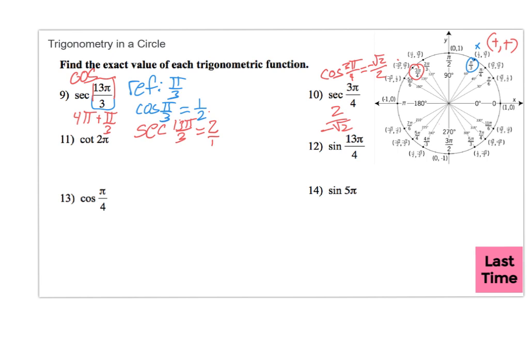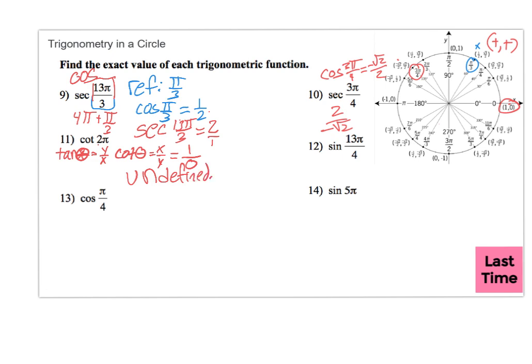Cotangent of 2 pi. Well, I know if tangent of a function, we call it theta, is going to be y over x, that means that cotangent of an angle is going to be x over y. Okay, so let's find 2 pi. That's going to be going all the way around my circle. I'm going to do my x coordinate divided by my y coordinate, which is 1 over 0. That's undefined. We can't divide by 0.